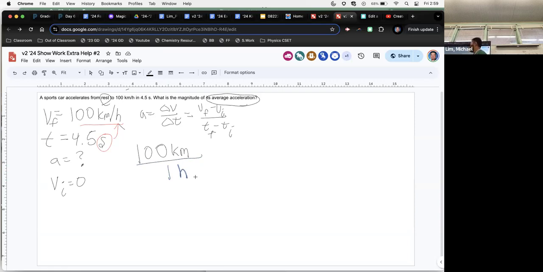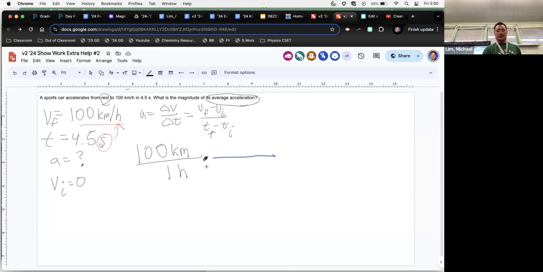You make your initial units as a fraction, and then you're going to multiply it by another fraction. That's the only way to turn seconds into hours and kilometers into meters. It's called the conversion factor.